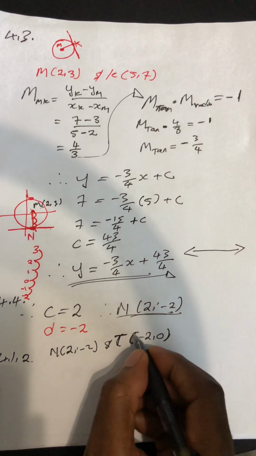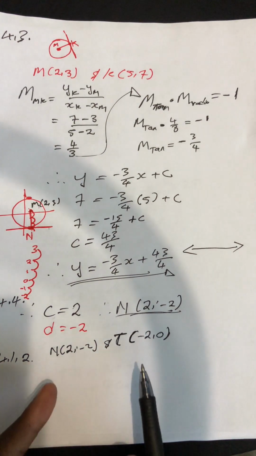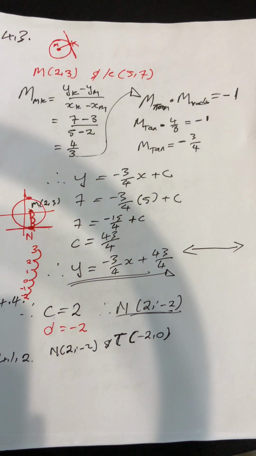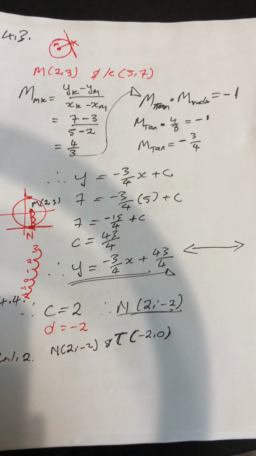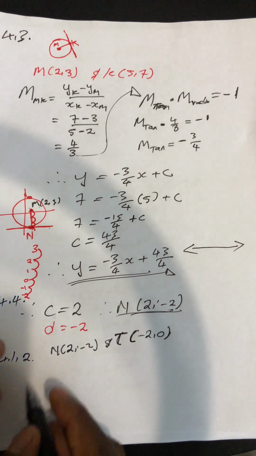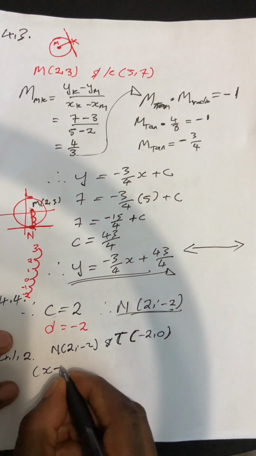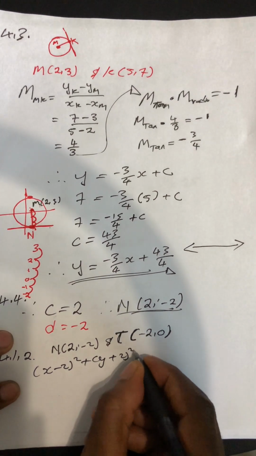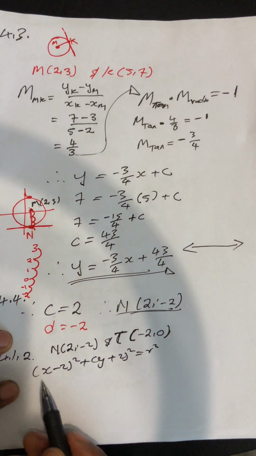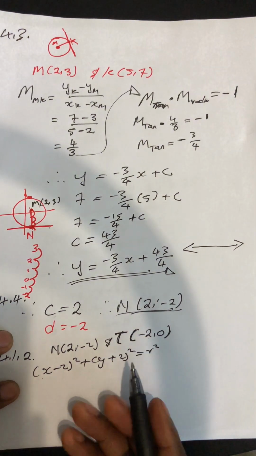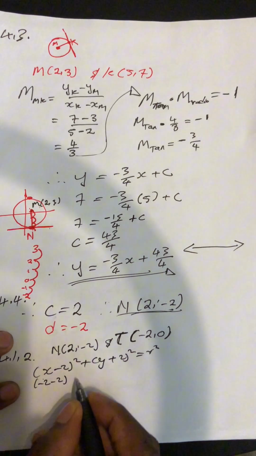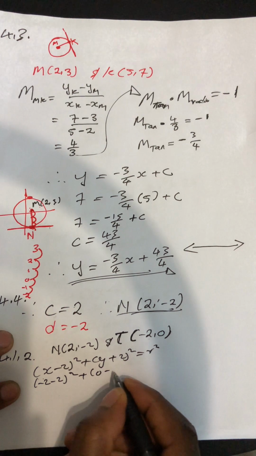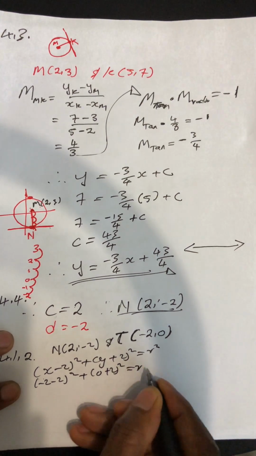We calculated it. So the only thing that we need to do is to take these two points and calculate the radius. We're going to use these two equations to calculate the radius because we already know the center. The center is N, which is 2 is to negative 2. So we're going to say (x minus 2) squared plus (y plus 2) squared is equal to r squared. Then the x and y, we're going to replace them by this: (negative 2 minus 2) squared plus (0 plus 2) squared is equal to r squared.